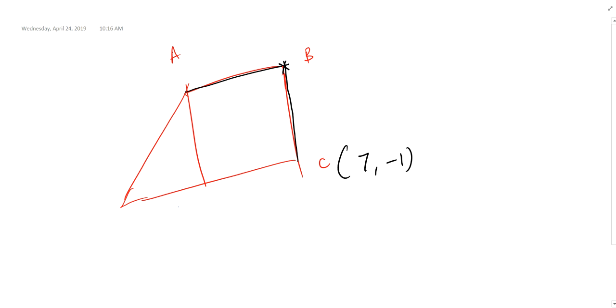Well, for C, we've got 7, -1. We also know that MC is parallel to AB, BC is parallel to AM, and then there's a point D over here, -5, -3. They also gave us information that AM is perpendicular to the bisector of DC.